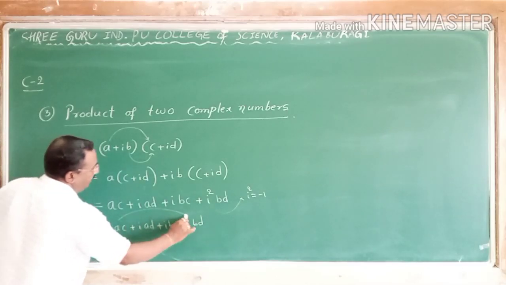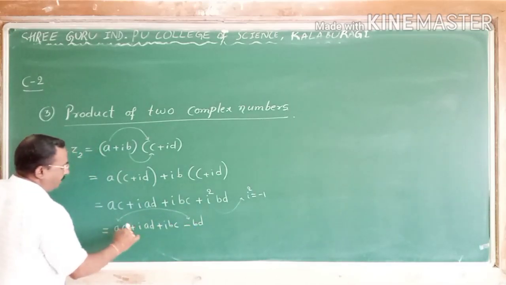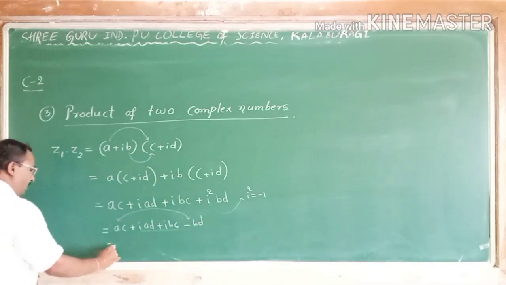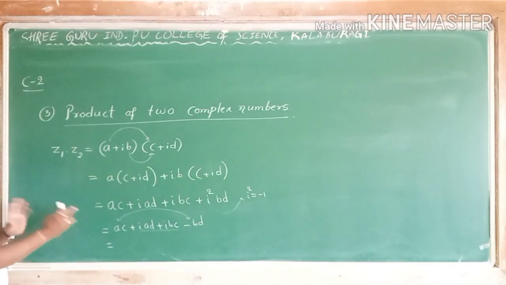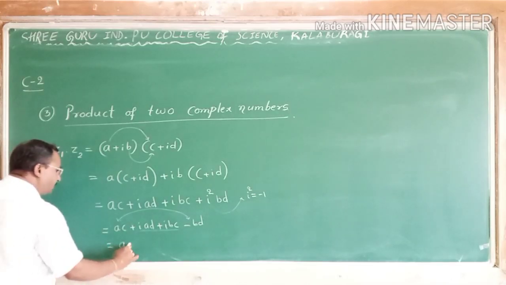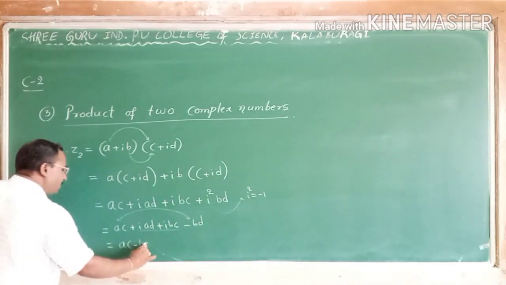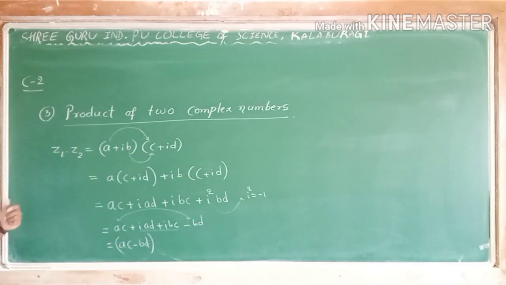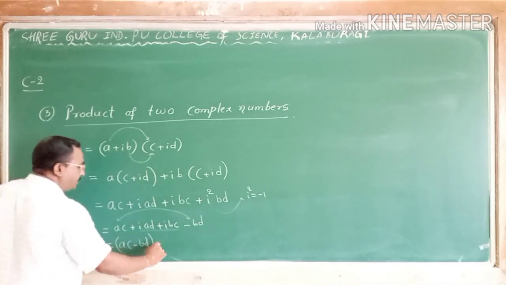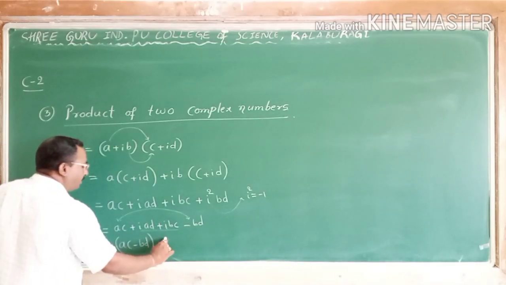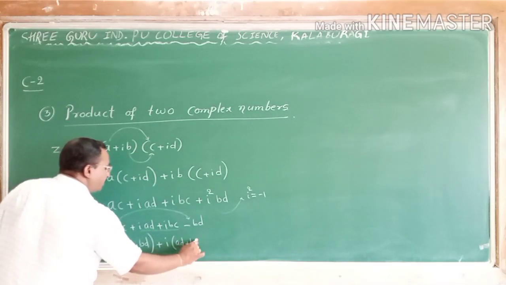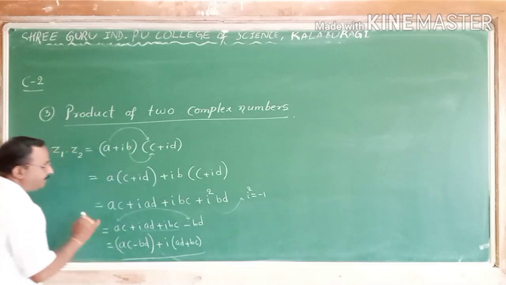Separate real, real one side, imaginary, imaginary one side. Real part one side, imaginary part one side. Real is what? ac minus bd. Imaginary: when i is present, that is called imaginary. Here i present, here i present, i taking common, remaining ad plus bc. This is the general.